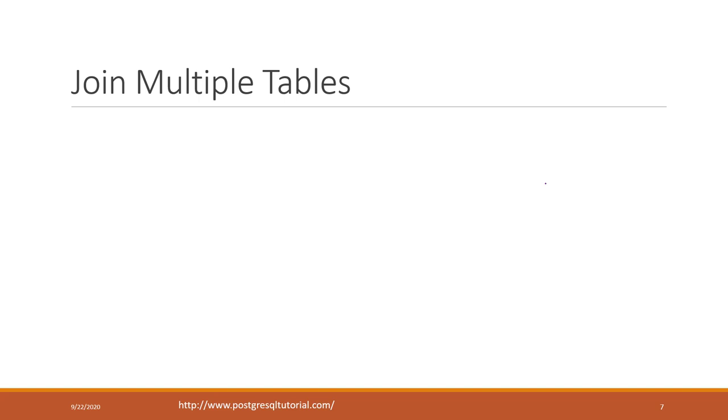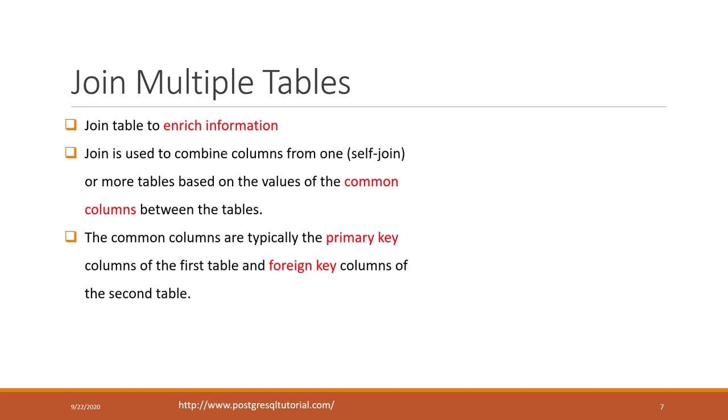Okay, so once we have multiple tables, we can join those tables in a relational database. Table join is a very common operation in a relational database, because the way that we design tables in a relational database is that we want to reduce data redundancy. So we put information into separate tables. And when we want to enrich the information, then we need to join those tables together. So that's why we need to join the tables.